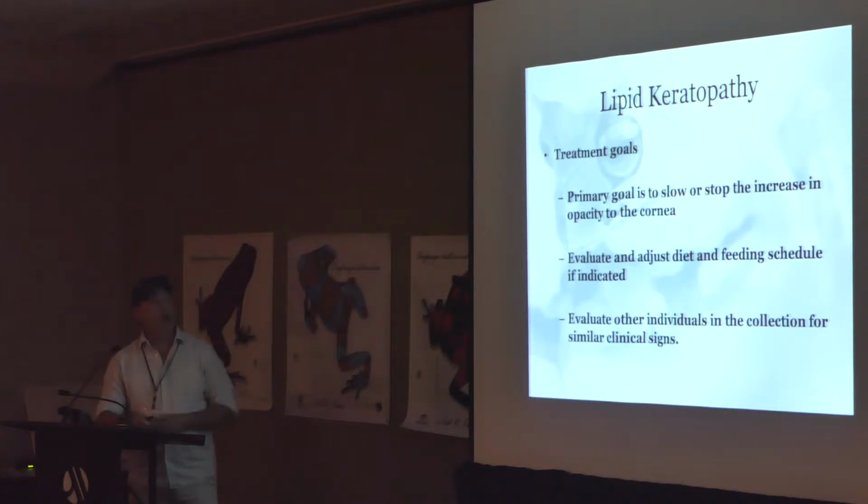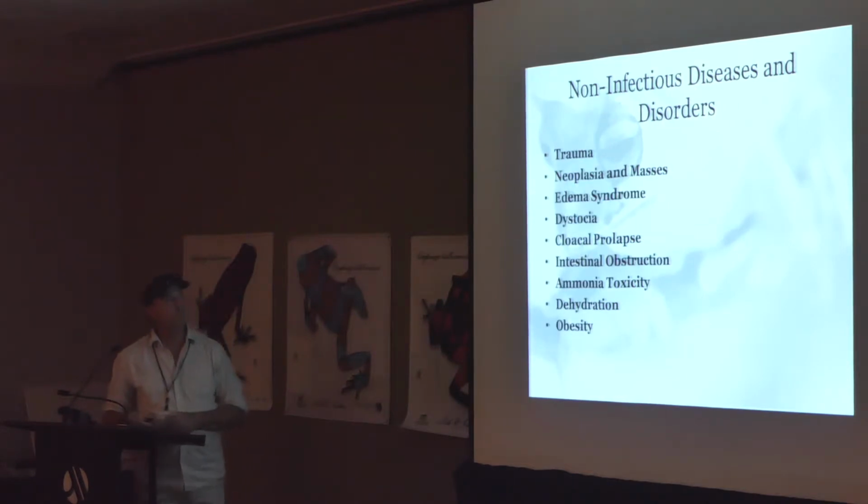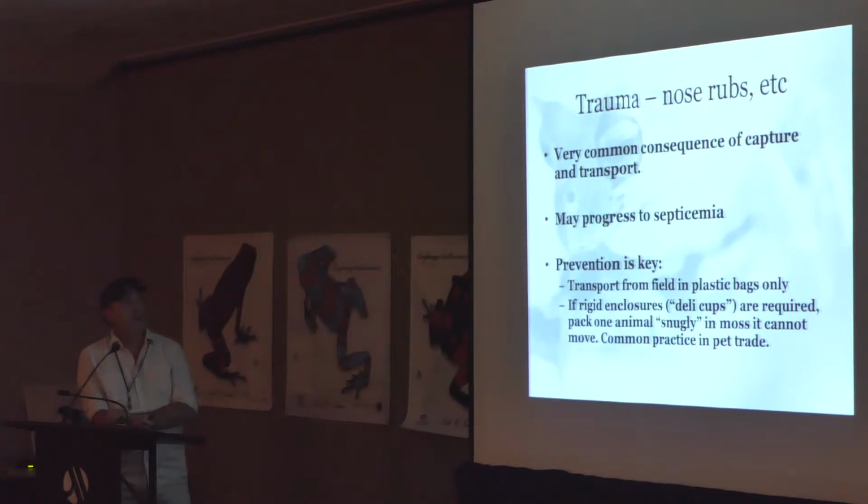So again, the primary goal is to slow the progression of the disorder, evaluate and adjust the diet. If you see that in the diet of animals, think about how you're feeding your crickets, and then evaluate other individuals. It's usually a single animal disease, but if you see it in multiple animals, it likely goes back to nutrition. All right, so we'll talk a little bit about some non-infectious diseases and wrap up.